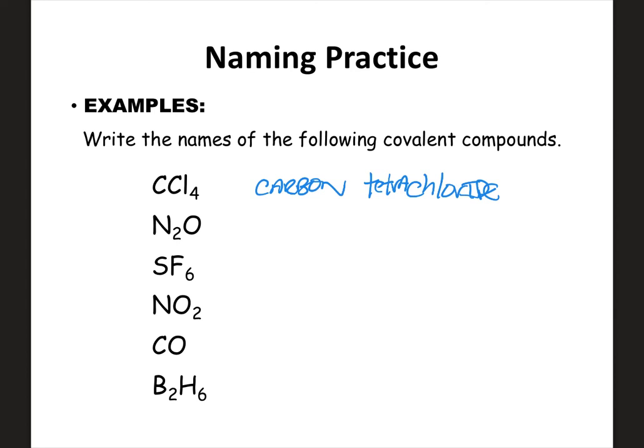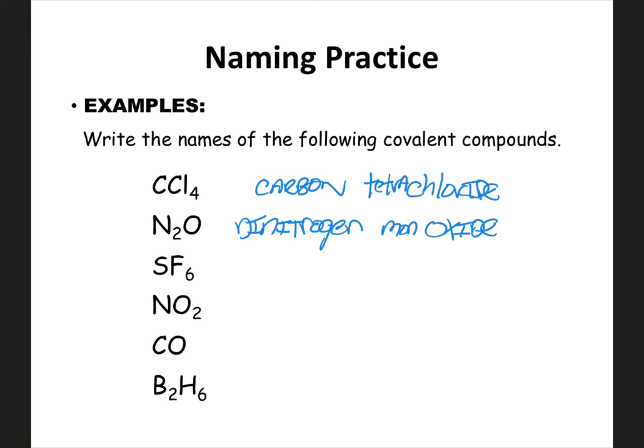All right, second example here, first element, nitrogen. Second element, IDE, that's going to be oxide. And then there's two of the first element, so that's dinitrogen. There's only one of the second element. You are allowed to use the prefix mono on the second element. Okay, so this would be dinitrogen monoxide.